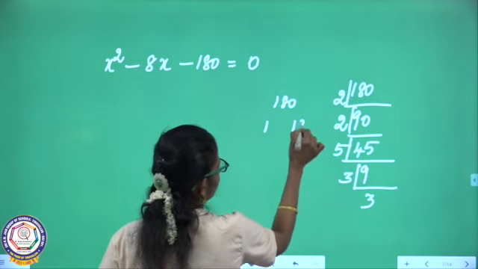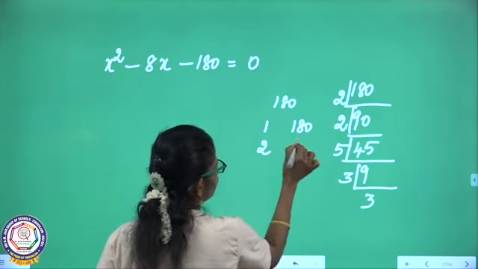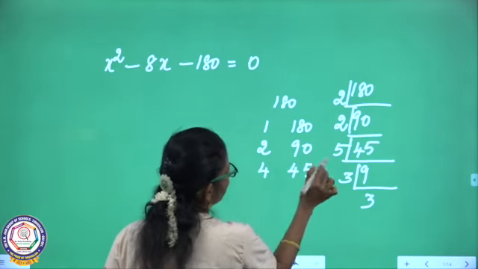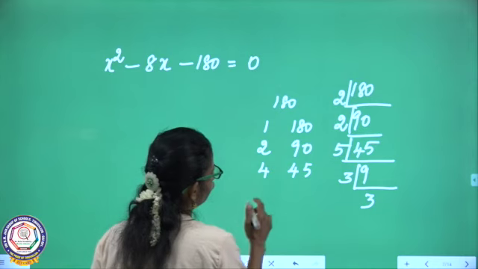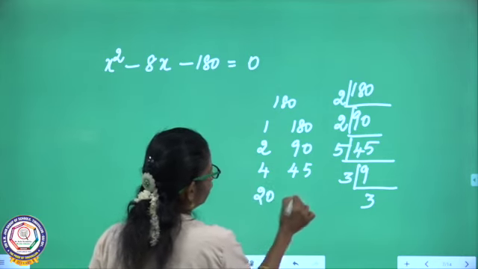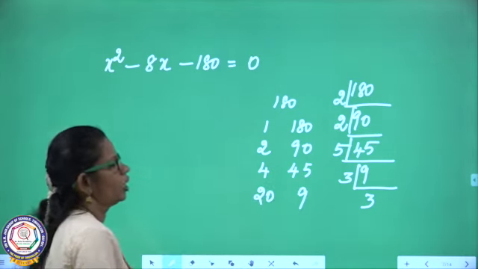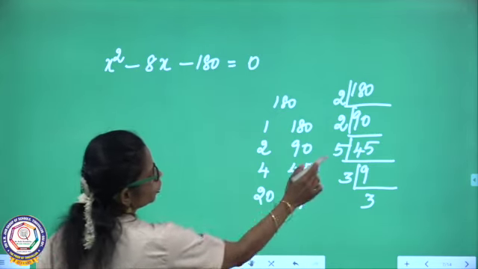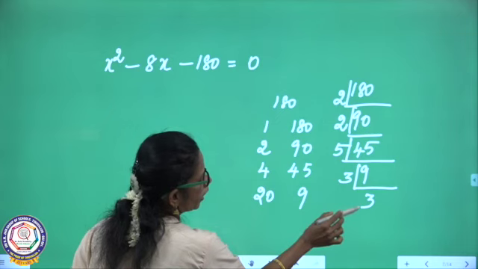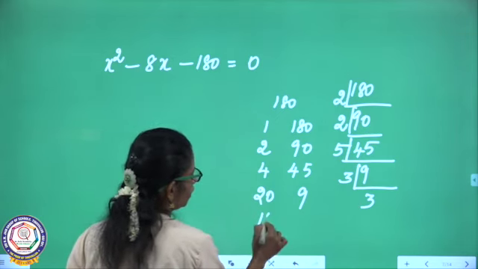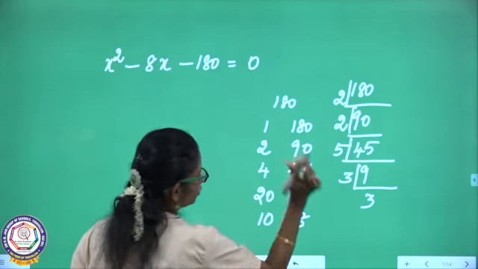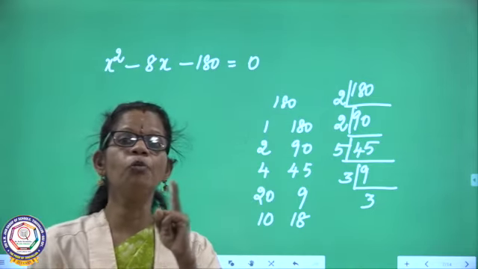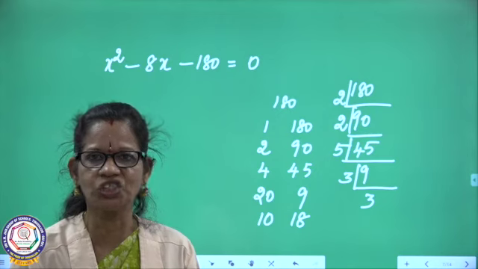180, 1 into 80, 2 into 90, 4 into 45, then 2 2s are 4, 4 5s are 20, 9. Which are the things left over here? You see, I need 10. 5 2s are 10, 9 2s are 18, 10, 18. Through mental calculation, I told you, based on the sum only is your possibility of this selection.